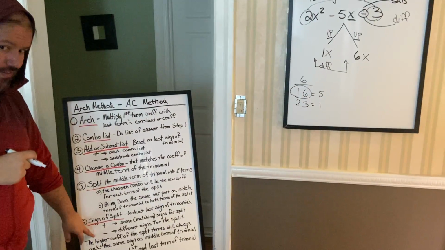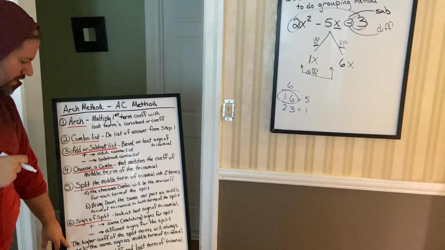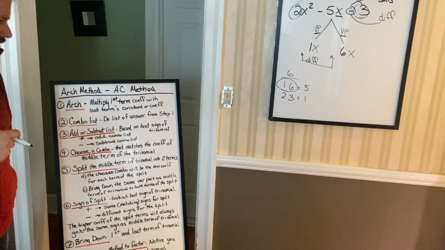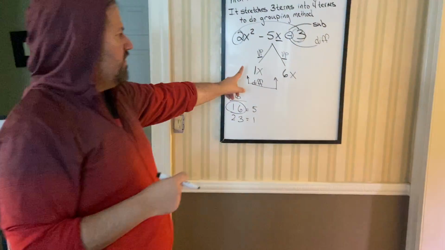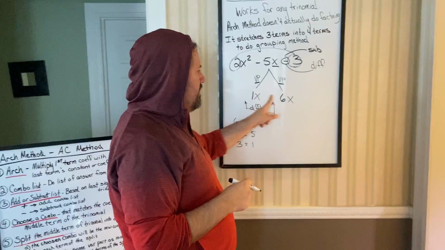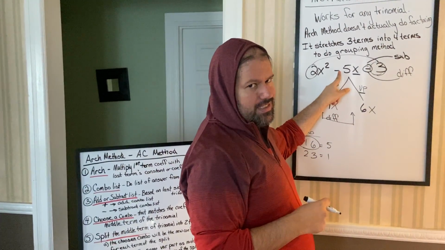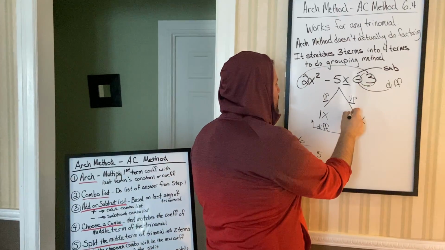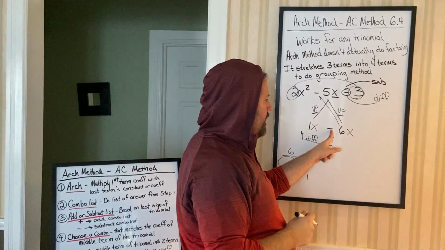The higher coefficient of the split term will always get the same sign as the middle term of the trinomial. That just means whoever is the bigger number, the higher number, will always shoot up the ladder and get the same sign as the middle. So notice this is the bigger one, so I shoot up the ladder. This one must get the minus sign.